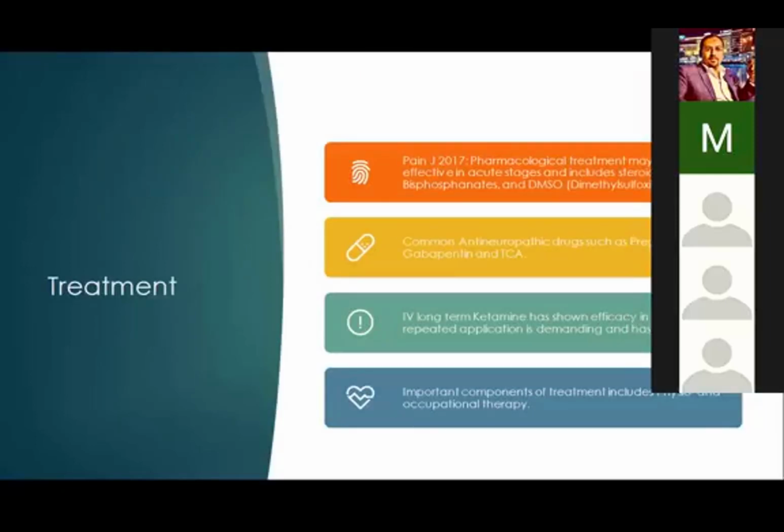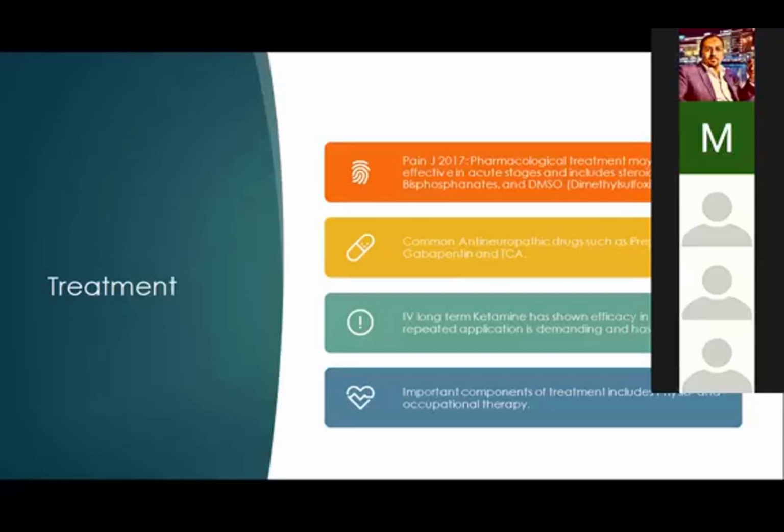Now, moving to treatment. In Pain Journal 2017, pharmacological treatment may be particularly effective in the acute stages, and this includes specifically steroids. Bisphosphonates as well can be used, and DMSO. Common anti-neuropathic agents such as pregabalin, gabapentin, and tricyclic antidepressants are used, and intravenous long-term ketamine infusion has shown some efficacy in randomized controlled trials, but its repeated application is demanding and has side effects.